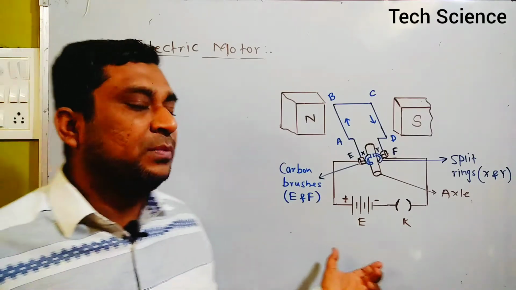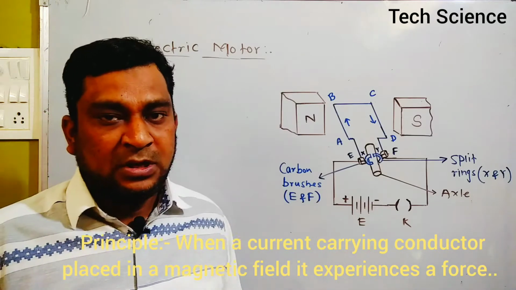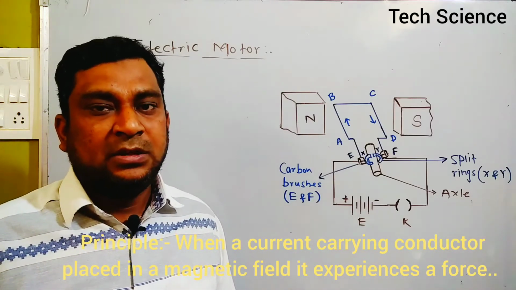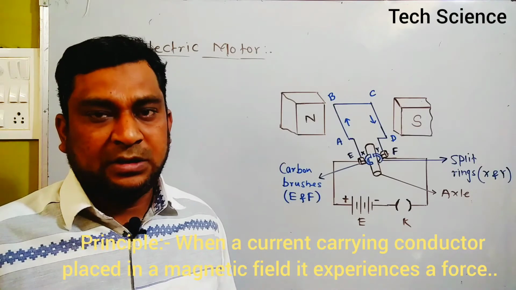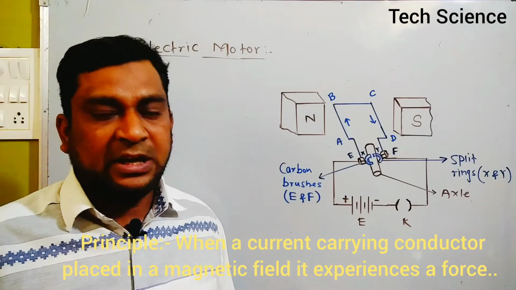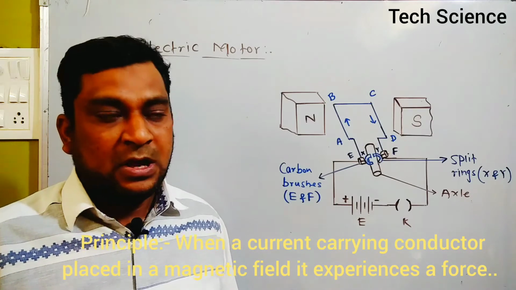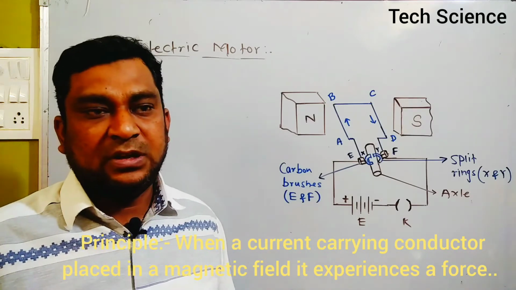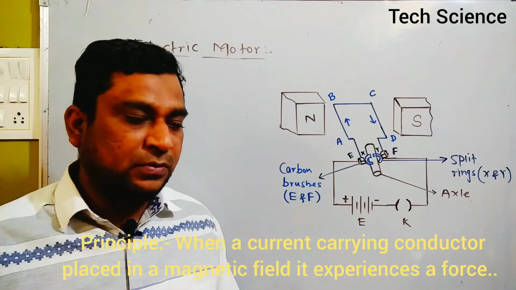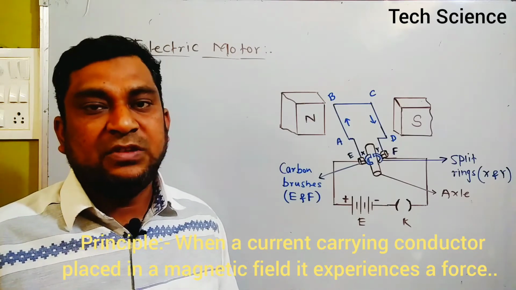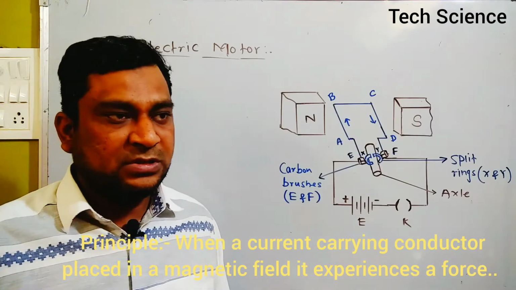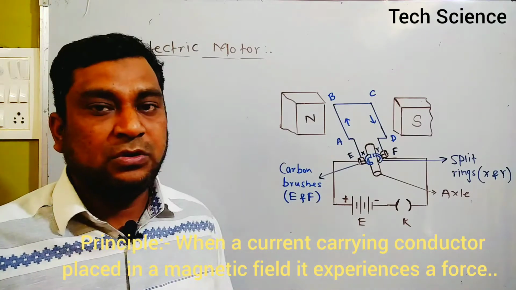Second, what is the principle on which this electric motor works? Yesterday I uploaded a video on YouTube regarding the effect on a current carrying conductor. When it is placed in a magnetic field, it experiences a force. On the basis of that, Fleming's left hand rule was also invented. If you want to see that video, you can find the link given in the description. You will get a clear idea.